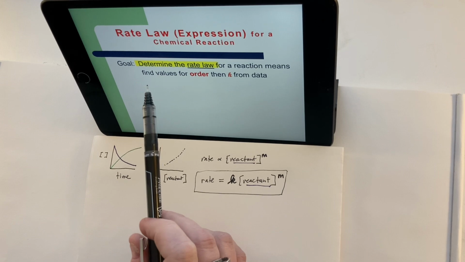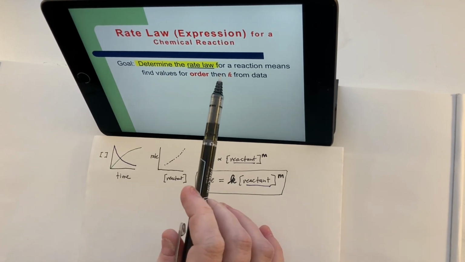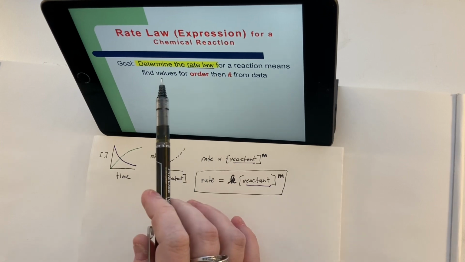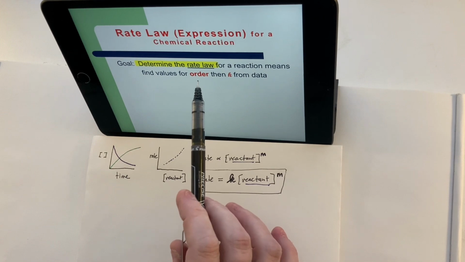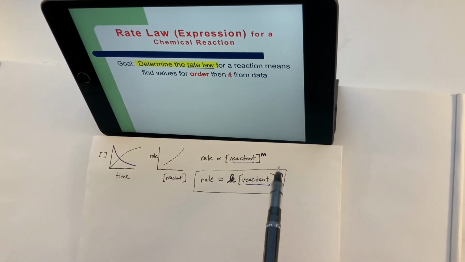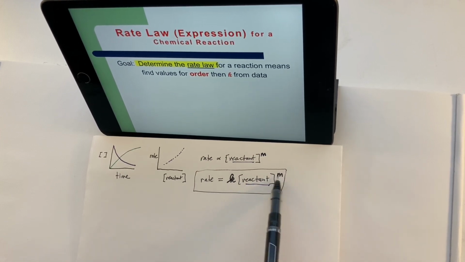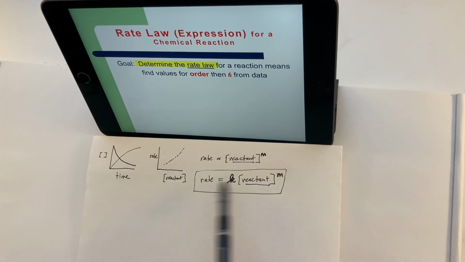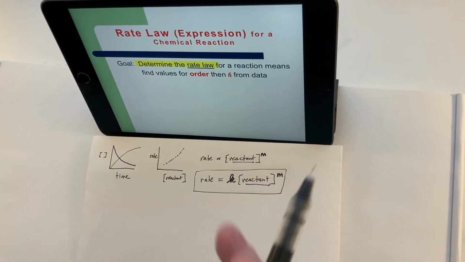So for empirical kinetics, the goal really is to determine the rate law for a reaction. That phrase, determine the rate law, means you just have to get the value for the order, that exponent, and the value and units for that rate constant based on data. If you can figure out what to put here and what to put here, then you have determined the rate law for a chemical reaction.